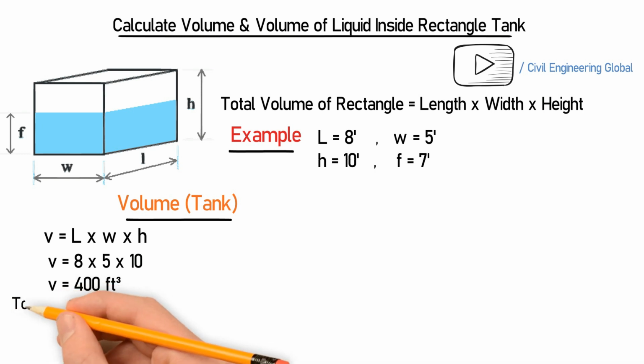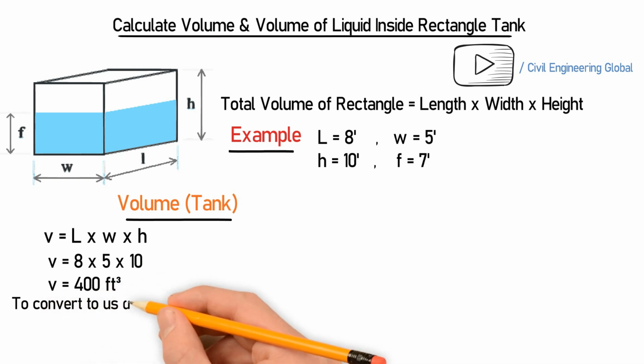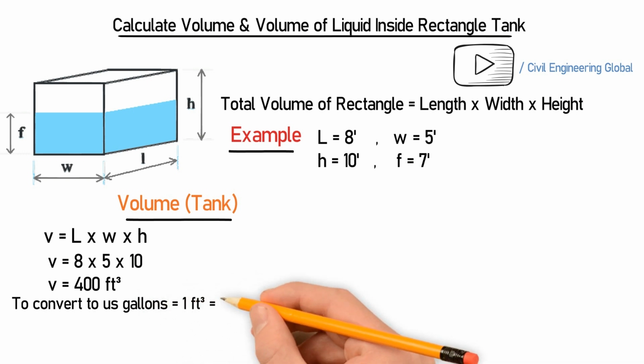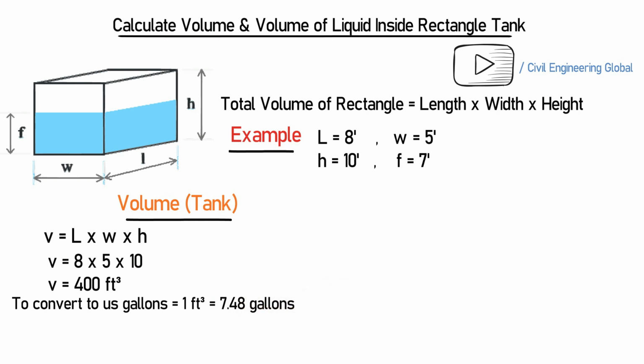Let's convert this volume, which is in cubic feet, to US gallons. So we know how many US gallons there are. As we know, 1 cubic foot is equal to 7.48 US gallons. So this becomes 400 multiplied by 7.48, which will give you 2992.21 US gallons. So this is the volume of the total tank.